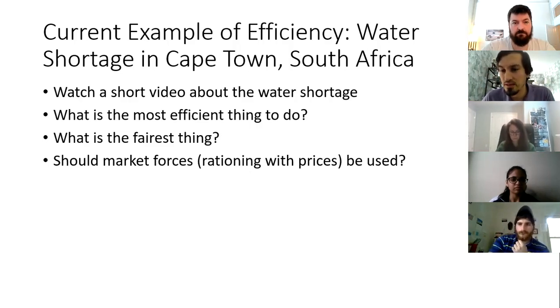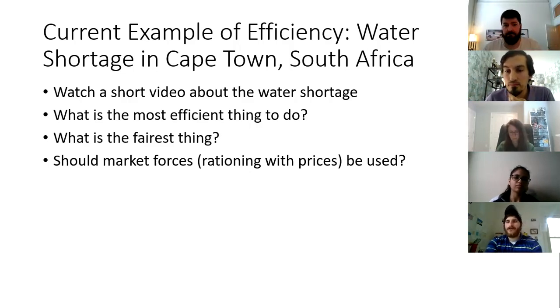Joseph and John both said to use some other type of rationing, not prices. I don't think prices would be a good idea because water is one of those things. It's not like electronics. It's vital for life. You can't live more than 3 days without it.